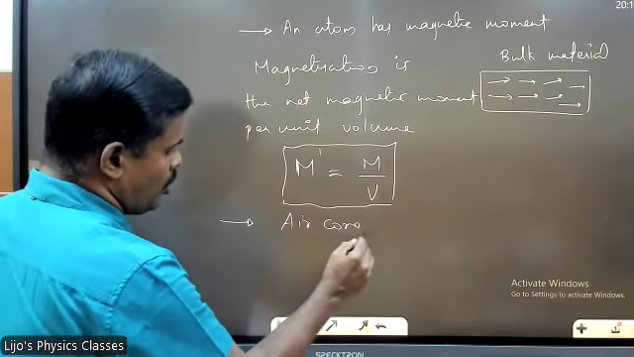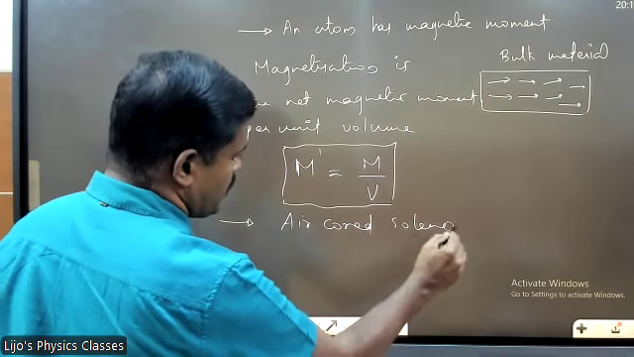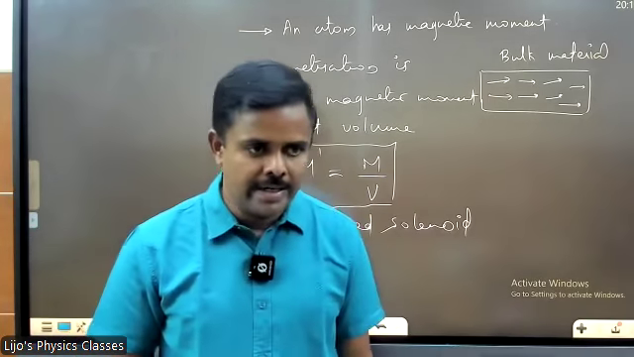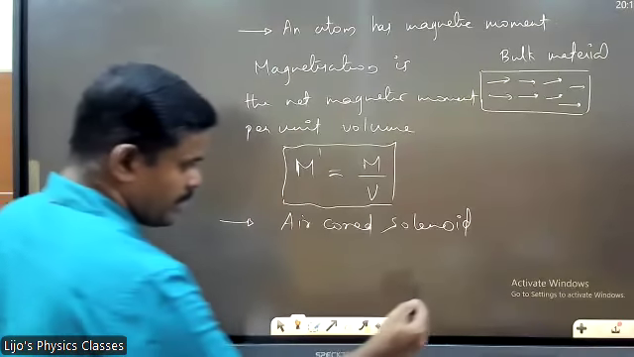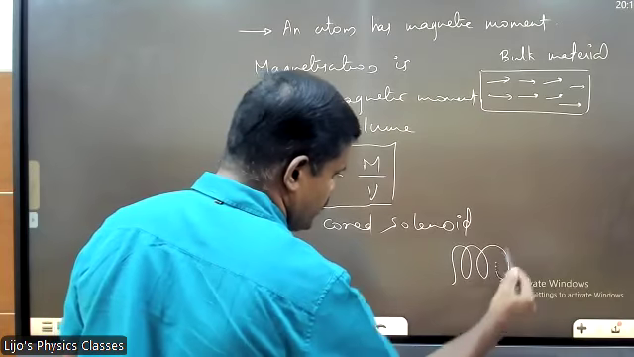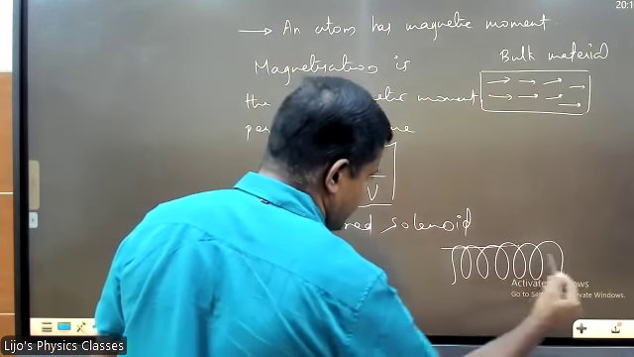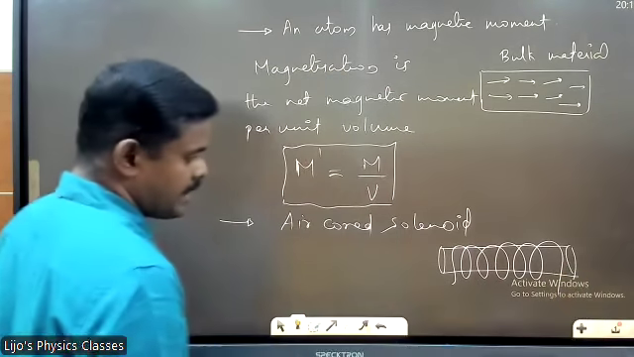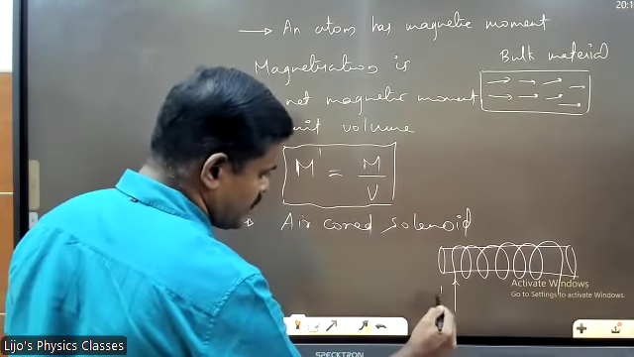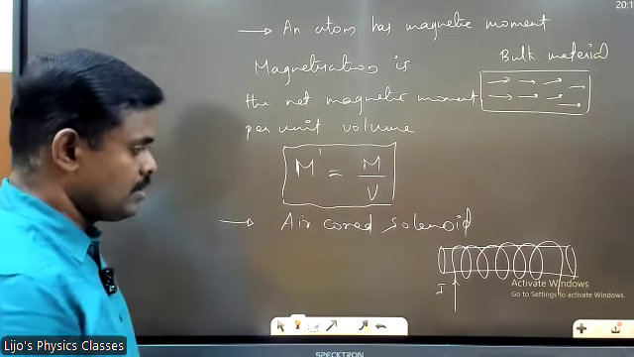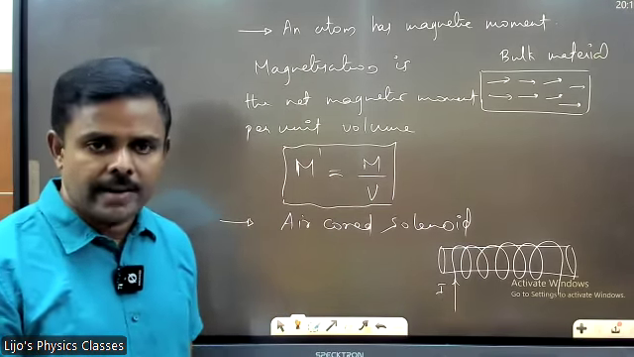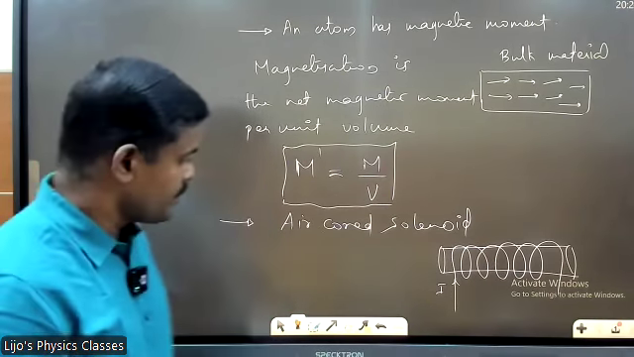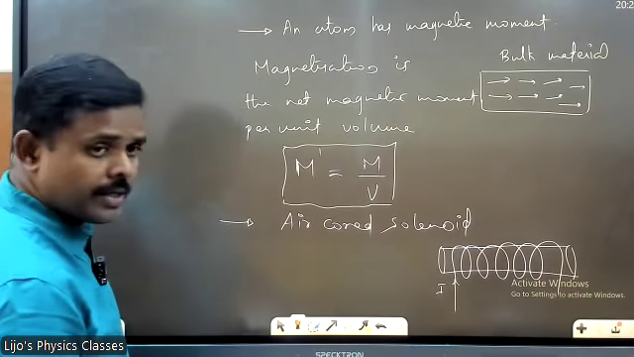Take an air-core solenoid. An air-core solenoid is a solenoid with air inside, right? So just draw the figure. This is the solenoid. A solenoid is like a pipe on which you're winding coils like this, and you are passing a current through this. This is a current carrying solenoid, isn't it? So let us put air-core solenoid.